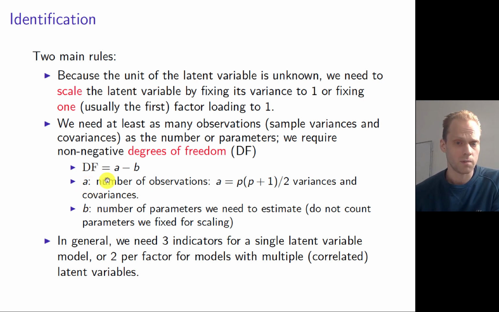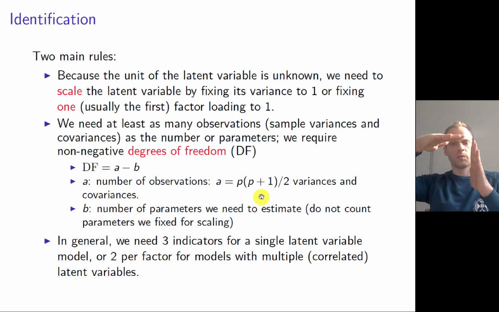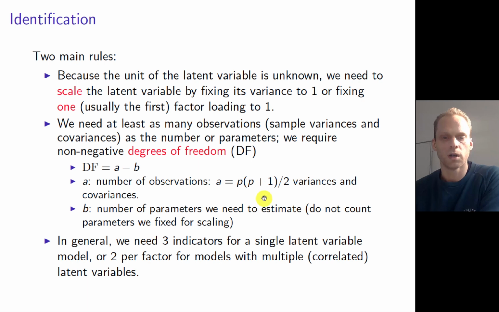Now in the case of a variance covariance structure, our number of observations is P, the number of variables, times P plus 1, divided by 2. And this will give you the number of unique variances and covariances. A variance covariance matrix is a square matrix. It has P times P elements, but the upper triangle is identical to the lower triangle, so it's a bit less than P times P. In general, we will need 3 indicators for a single latent variable model, or 2 for each factor when we have multiple correlated latent variables.